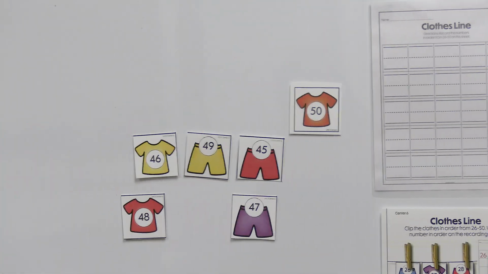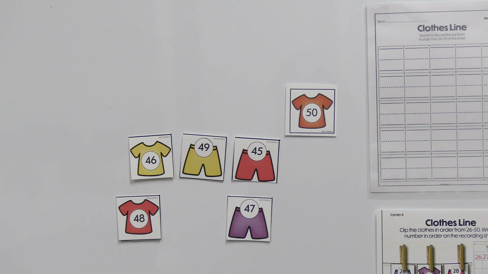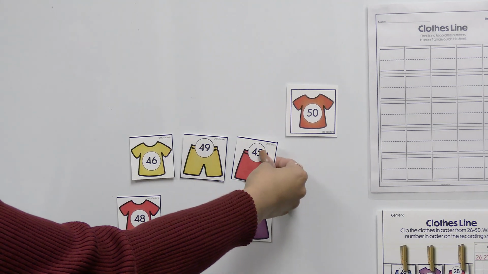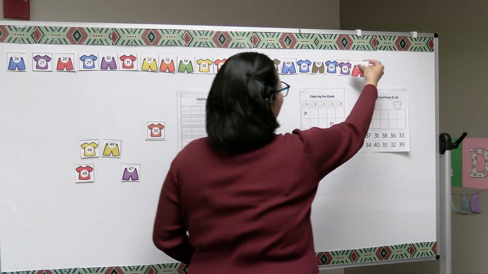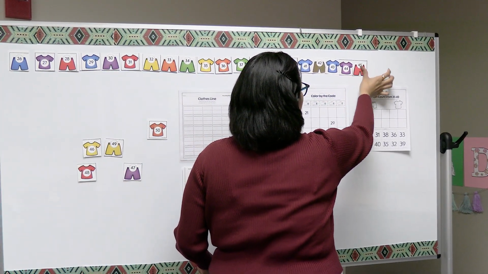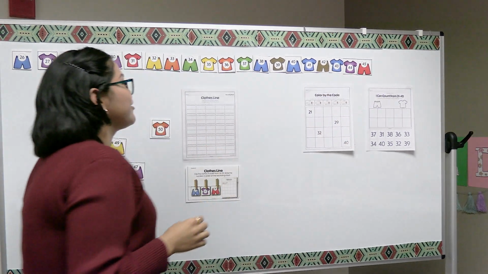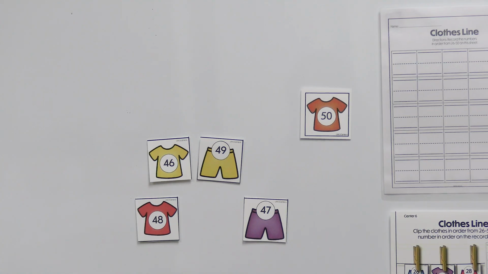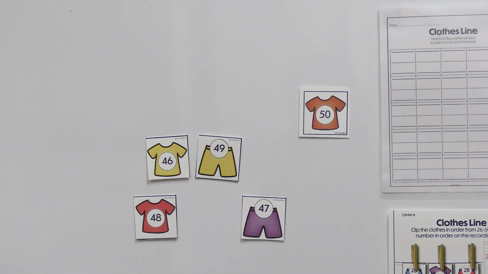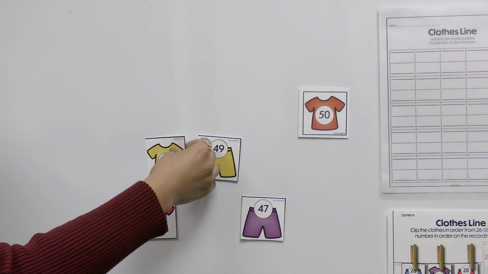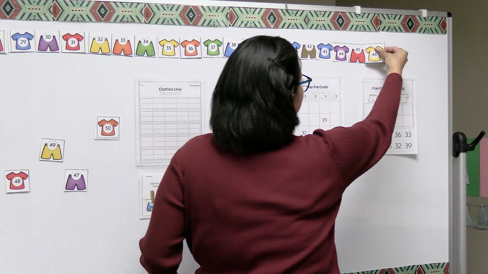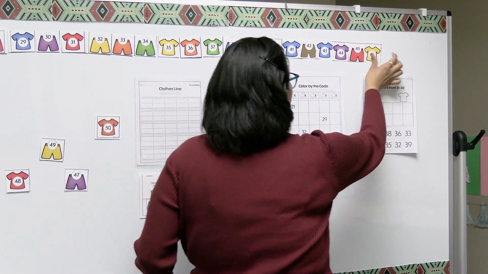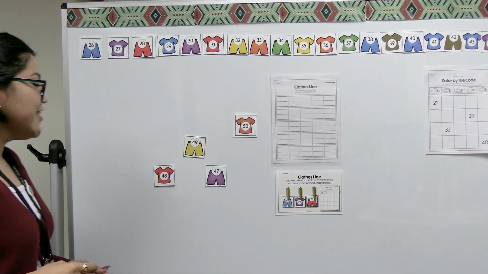We're looking for 45. 45. I see it right here on a red shorts. So let's put it next to 44. Okay, our clothesline is getting really long. Let's keep going. So we have 45. Let's look for 46. See 46 right here on the yellow shirt. Number 46. Let's place it next to 45. So we have 45, 46.